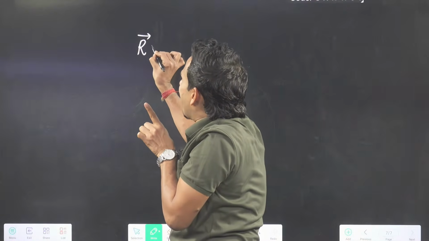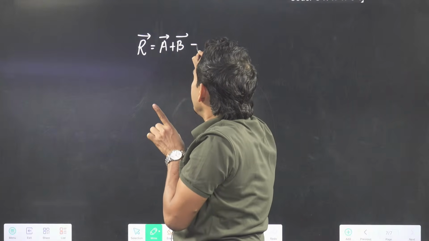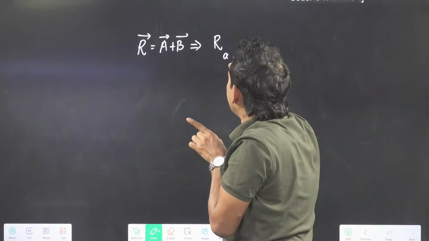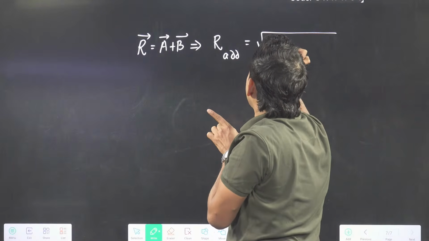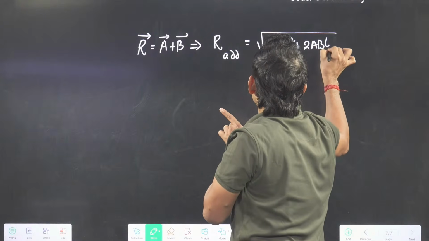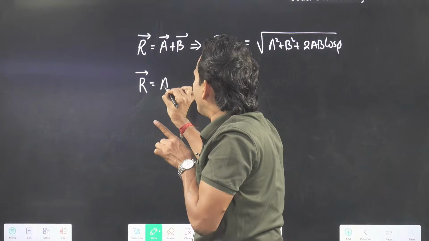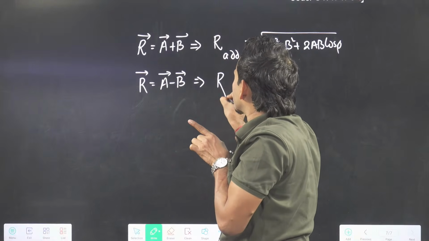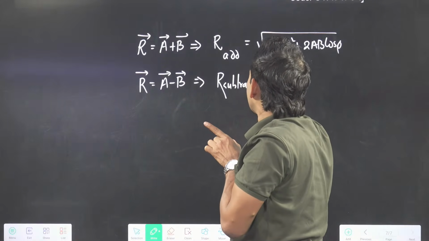If I say R bar is A bar plus B bar, resultant of addition will come under root of A square plus B square plus 2AB cos theta. And whenever you have R bar equal to A bar minus B bar, that means resultant of subtraction will come.